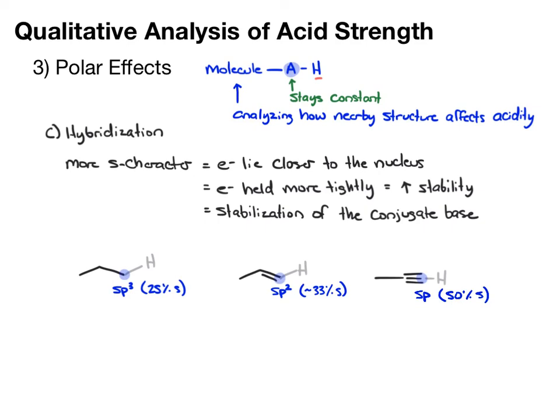So of these, the alkyne CH has the most S character. It's the most acidic. The alkane is the least acidic. You can think about this as well in terms of the conjugate base. Here's the conjugate base of the alkane. Here's the conjugate base of the alkyne. Because of the S character, this is a more stable negative charge.